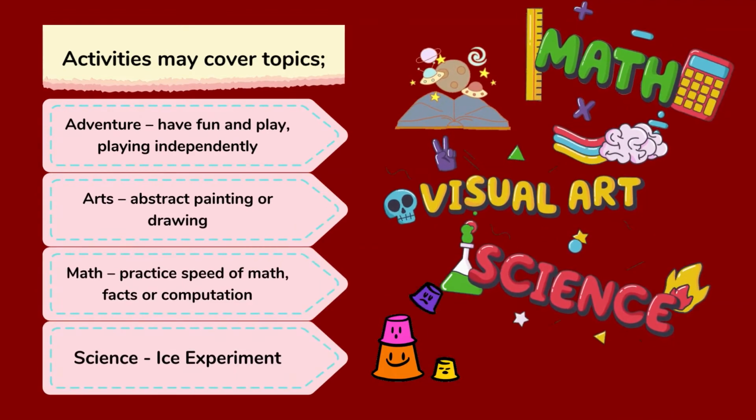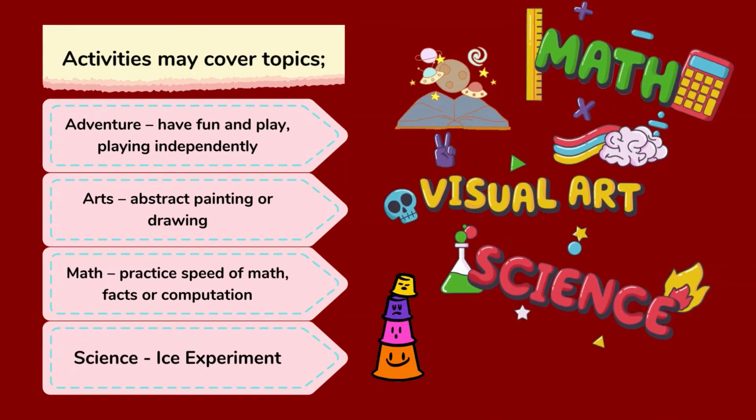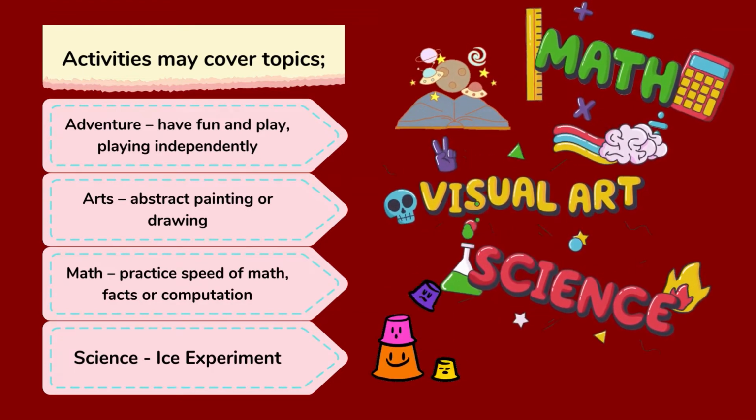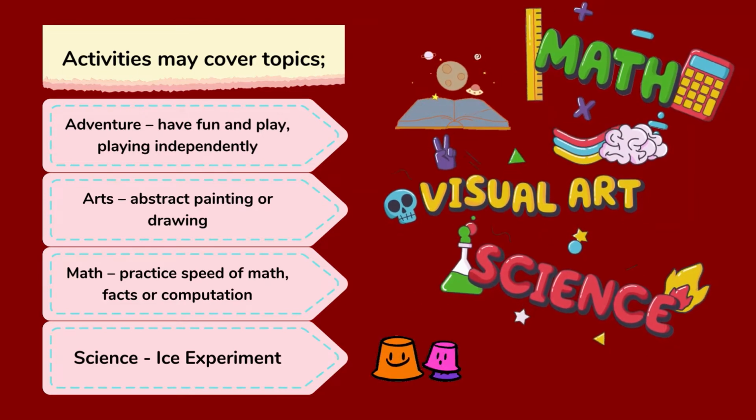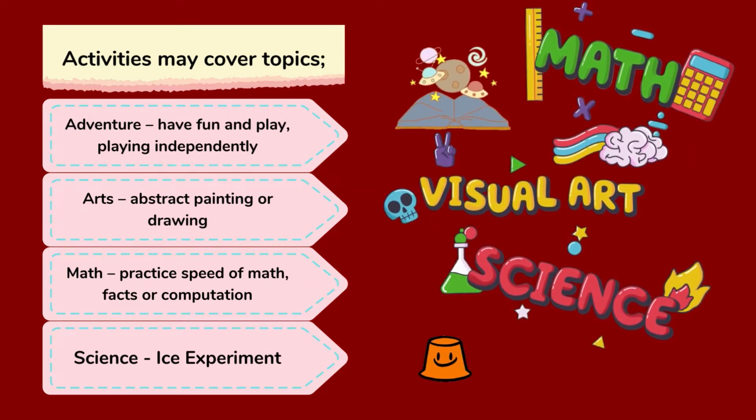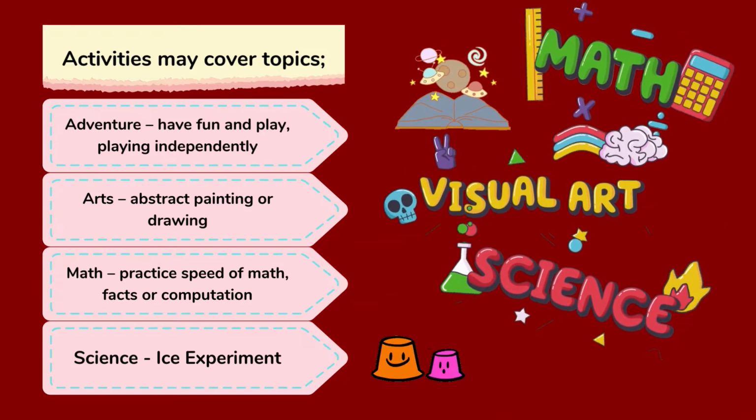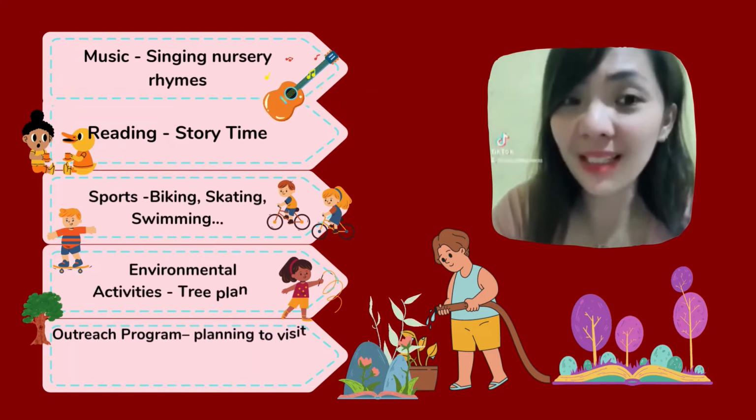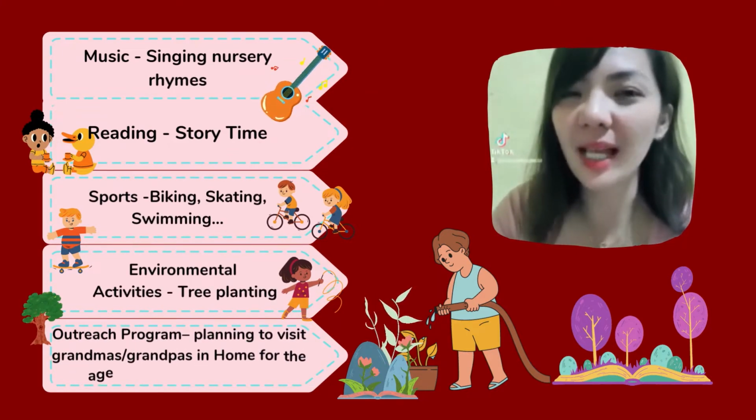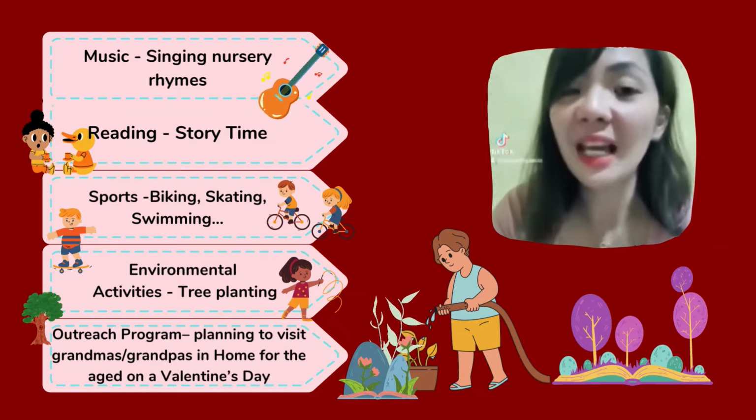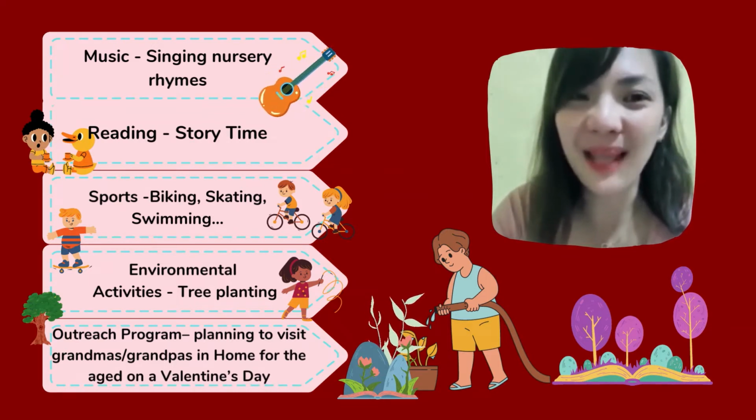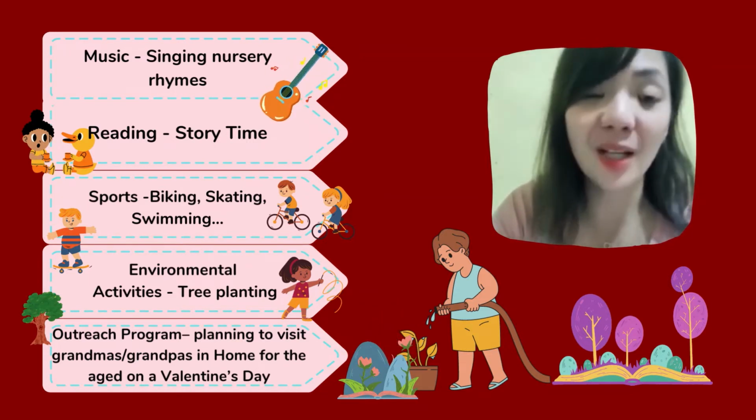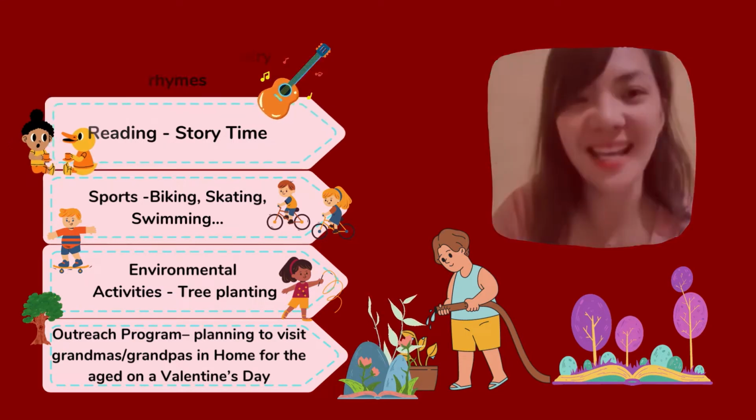Activities may cover topics such as adventure: you can have fun and play, and playing independently. Arts, like abstract painting or drawing. Math, practicing the speed of math facts or computation. Science, like an ice experiment. Music, like singing nursery rhymes. Reading, like story time. Sports, like biking, skating, or swimming. Environmental activities like tree planting, and outreach programs like planning to visit grandmas and grandpas in a Home for the Aged on Valentine's Day.